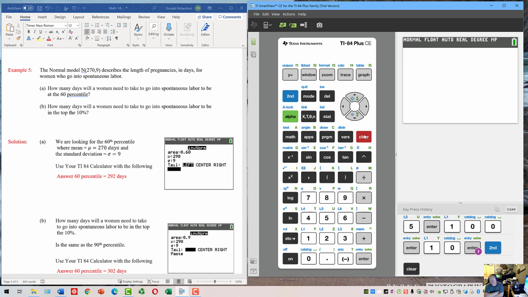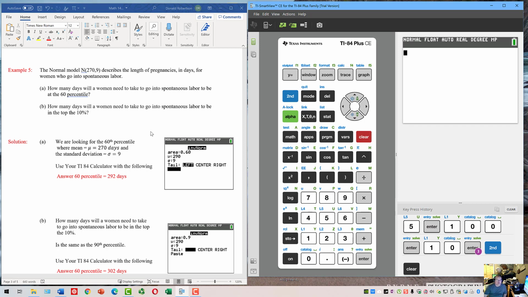It takes them about 270 days, so it's about 9 months, seems reasonable. But there is a lot of variation, right? Some mothers have children earlier, some mothers take a little bit longer, and in this case the standard deviation is 9. So question A says, how many days will a woman need to take to go into spontaneous labour to be at the 60th percentile? So we're kind of figuring out what number would you need to be in the 60th percentile. That means everybody before and up to you, that's 60%. So from the earliest up to whatever this missing number is, 60% of all pregnancies take.